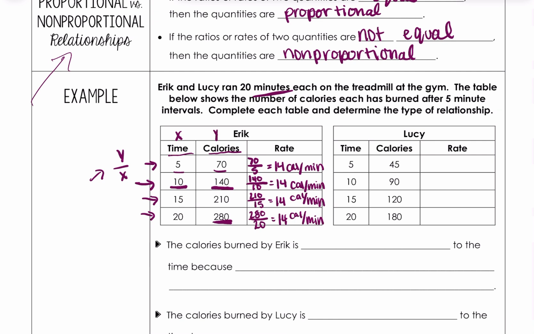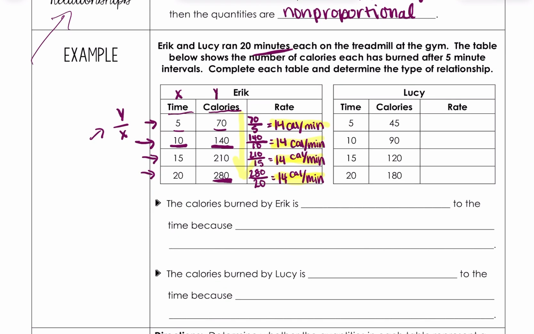Now, what makes this proportional or non-proportional is our rates. Our rates all have to equal the same thing throughout our table. If our rates do not equal the same thing, it is non-proportional. So if I look, I have 14 here, 14 here as a unit rate, 14 again, and 14 again. Because they do all equal the same thing, that means that we do have a proportional relationship here.